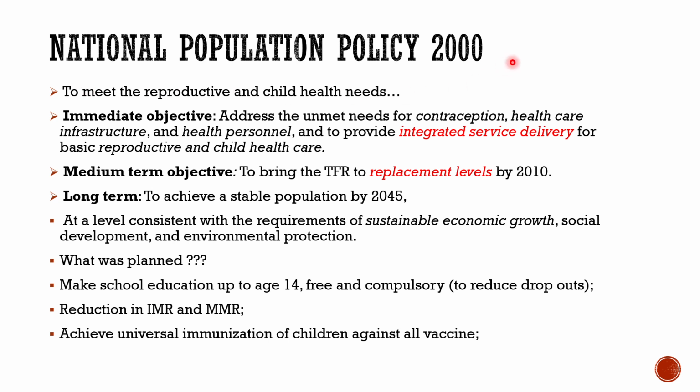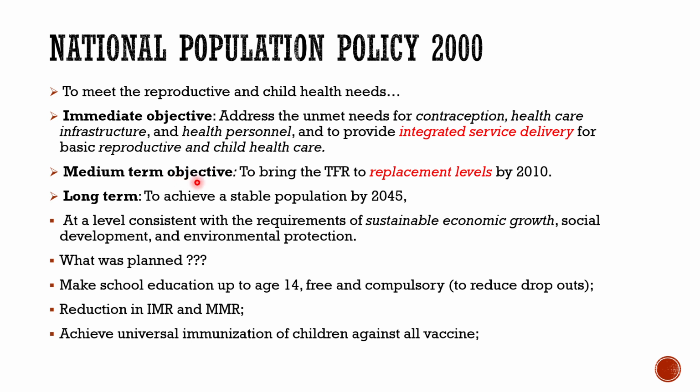Next, what the National Population Policy 2000 is concerned with. It is concerned with meeting reproductive and child health needs, and we made some immediate, medium, and long term targets. What was the immediate objective? The immediate objective was to enhance the infrastructural capacity of India, to address the unmet needs of contraception, healthcare infrastructure, and health personnel, and to provide integrated service delivery for basic reproductive and child health care.